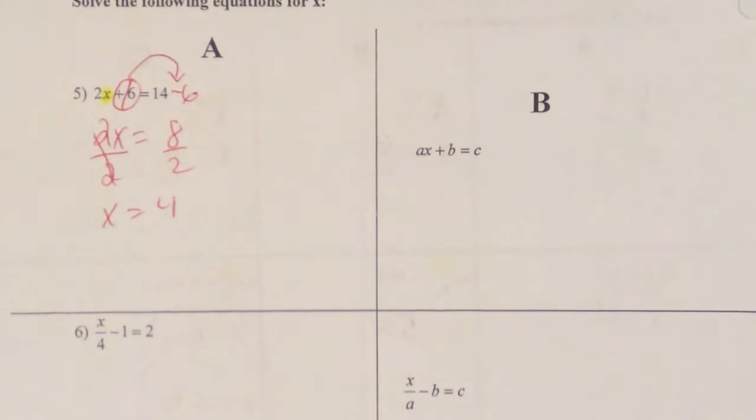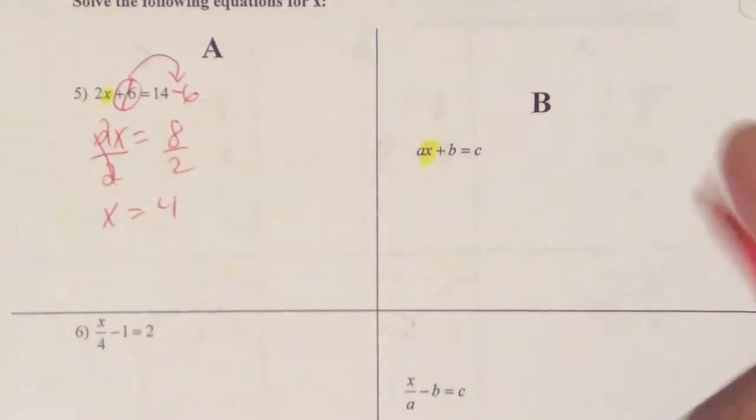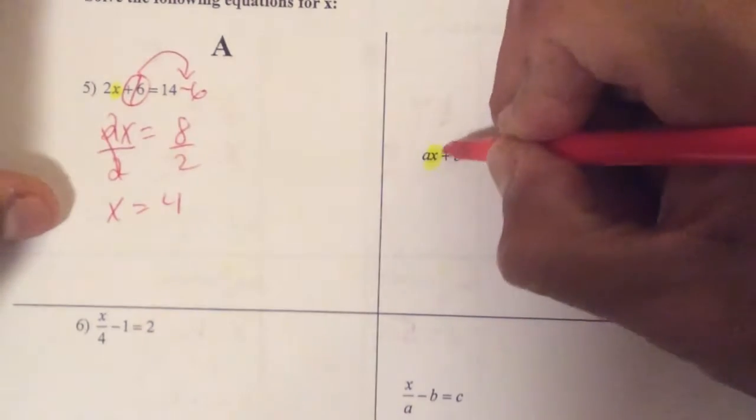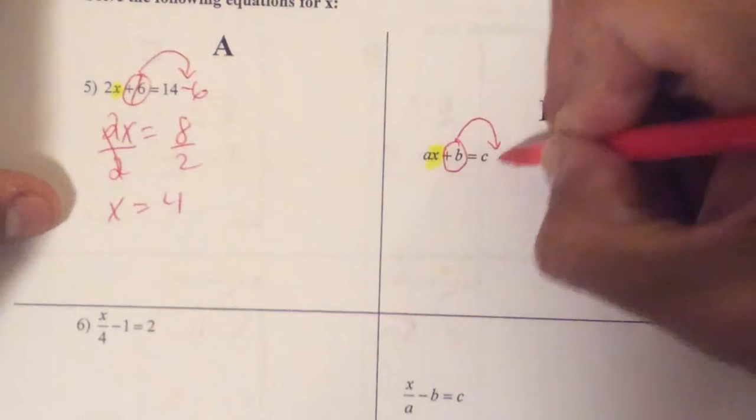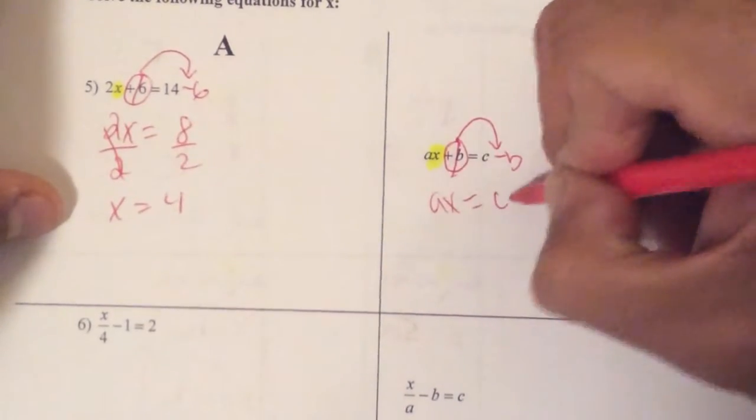Now this you should recognize. Basically it's the same thing. Well, let's say we don't have any numbers. We just have all letters. And we're still solving for x. Well, what's the first thing I need to do? I have to move the number that is not near the x, which is the plus b. So that becomes a minus b. So ax equals c minus b.